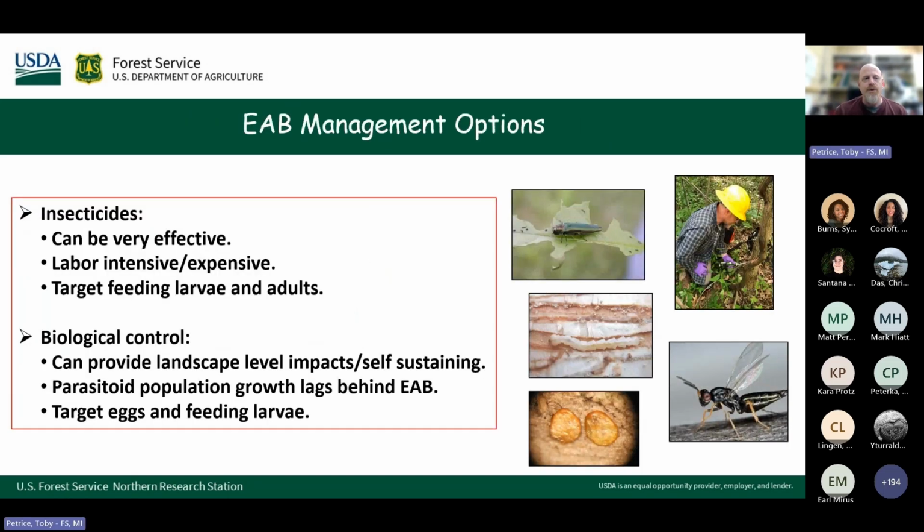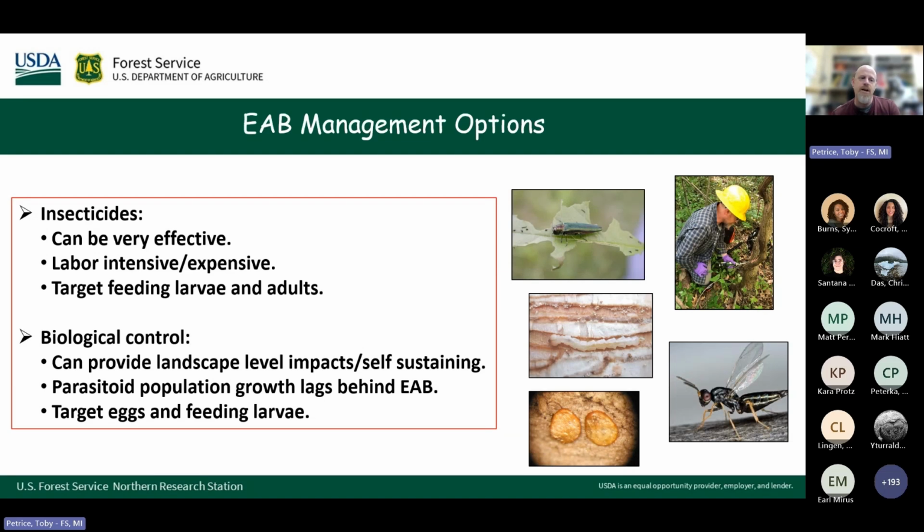So the two options I'm going to talk about today are the use of insecticides and biological control. Insecticides can be very effective for protecting individual ash trees. However, it can be labor intensive and expensive. The target life stages are usually the larvae and the adults when using insecticides.